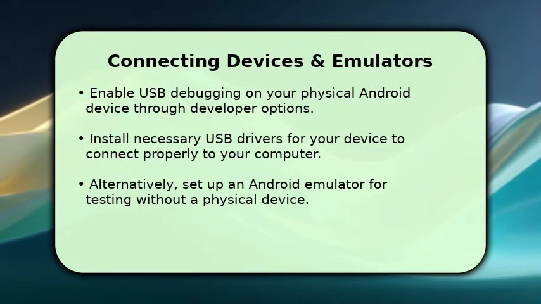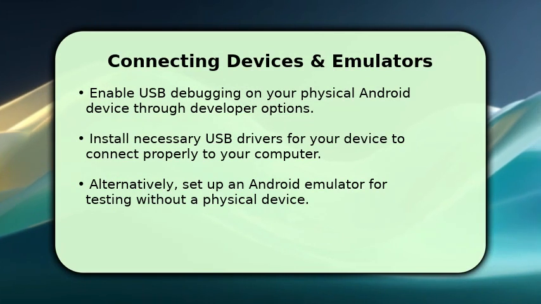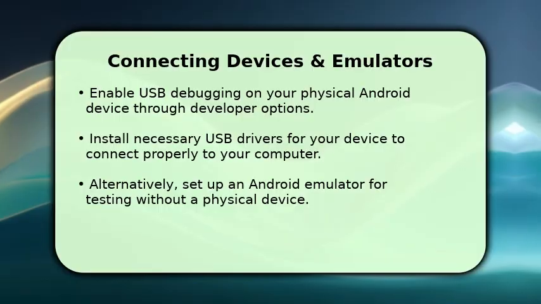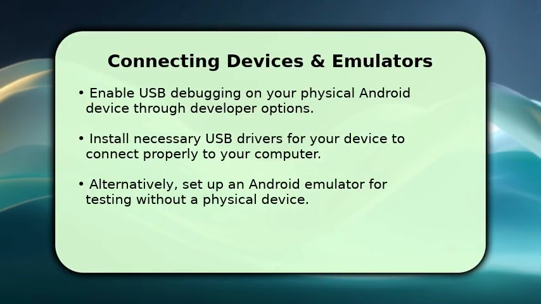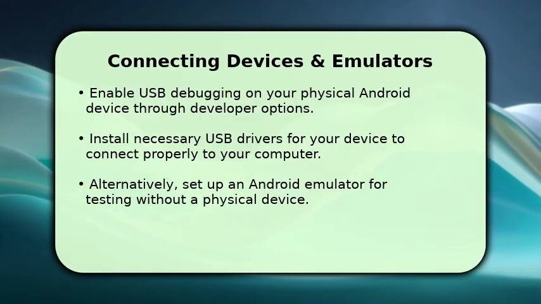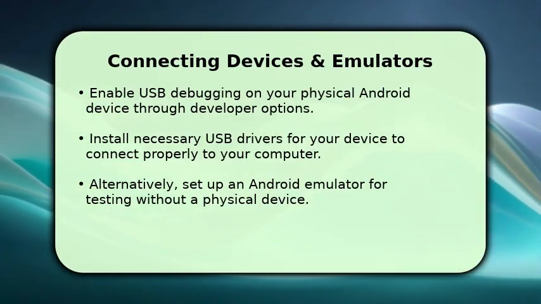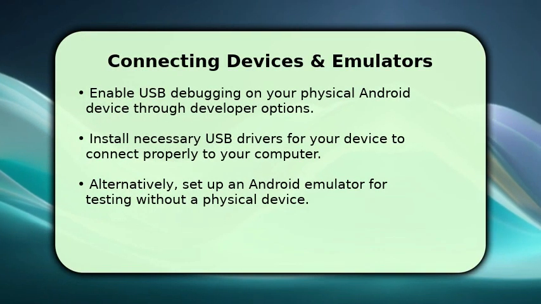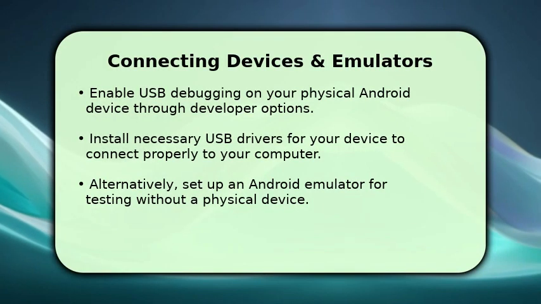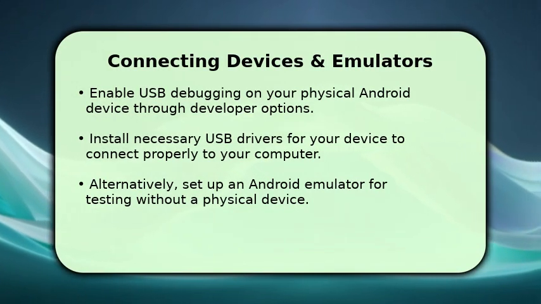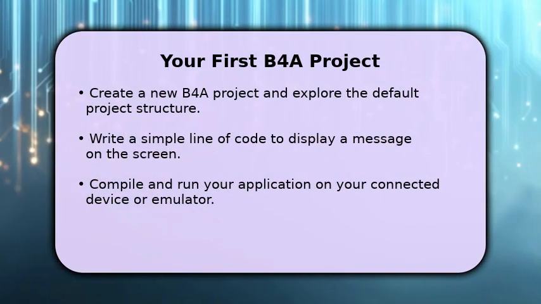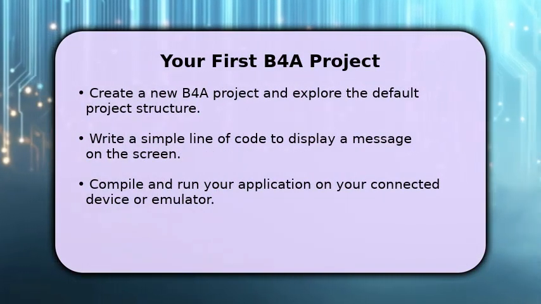Now, let's get your testing environment ready by connecting a device or setting up an emulator. If using a physical Android device, enable USB debugging in its developer options. You might also need to install specific USB drivers for your computer to recognize the device. For those preferring a virtual environment, configure an Android emulator. This allows you to test your applications on various Android versions and screen sizes directly from your computer, offering great flexibility.